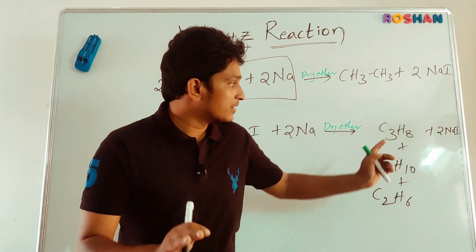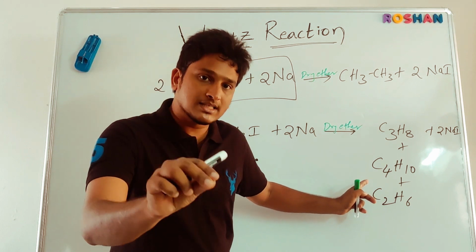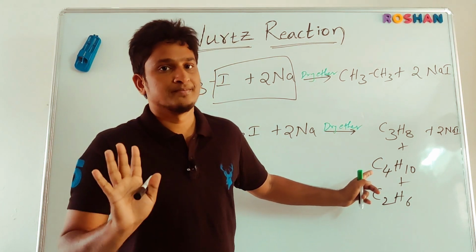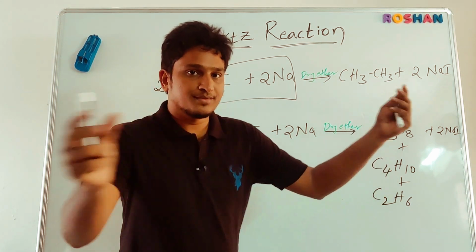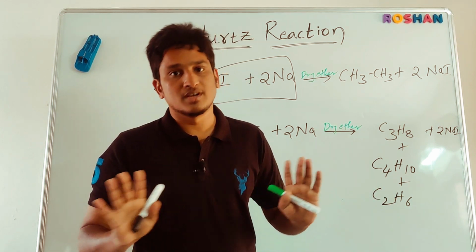Why? Because we can expect different products, different alkanes. If different alkanes are there, they have very close boiling points. We cannot separate them so accurately. If we can't separate them, can we use it for any other purpose as a single product? No. Why? Because it is still an impurity only.